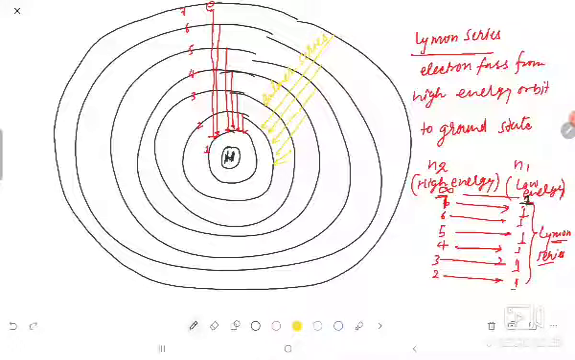Now here, n1 is equal to 2, but n2 may be anything more than 2. Let me write. Balmer series.